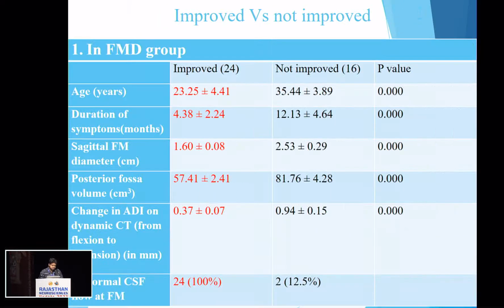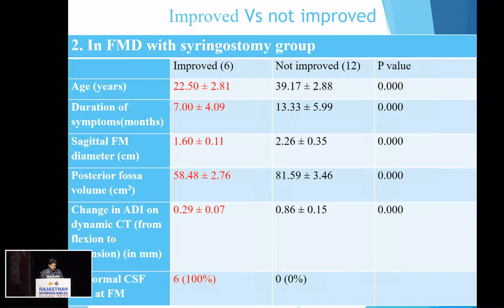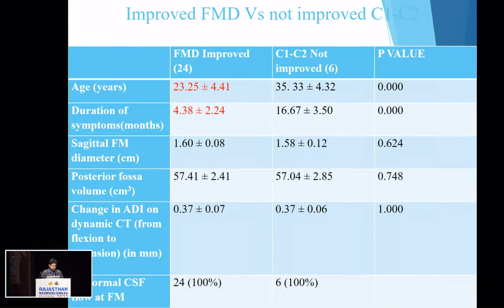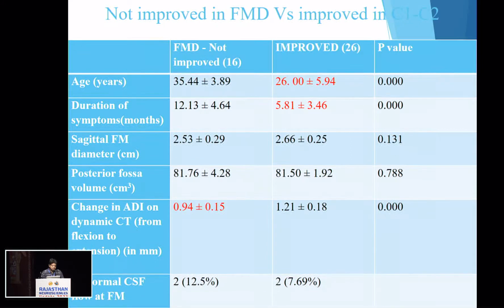The demographic data was studied, and in the FMD group, improved and not improved were compared, and it was found that age, duration of symptoms, sagittal FMD, posterior fossa volume, and change in ADI was less in the patients with improved group. Similar data was compared in FMD with syringostomy, C1C2 fusion group, and C1C2 with joint spacer group. And then we compared the results of improved patients in FMD and patients who are not improved with C1C2, and also patients who improved in FMD and patients who did not improve in FMD and who improved in C1C2 fusion group.